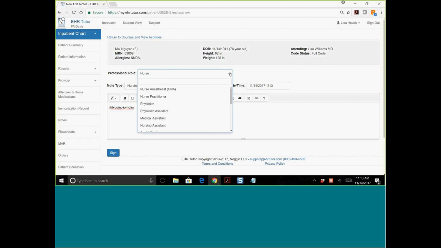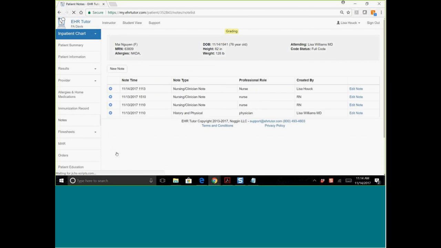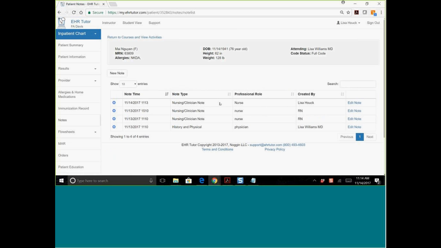If you were building a chart in the patient chart library that you wanted to present to your students, you could build notes from all different areas of the hospital. So you could build a very rich chart. Okay, when the students are done charting, we can click the sign button and we'll see that our note appears here.